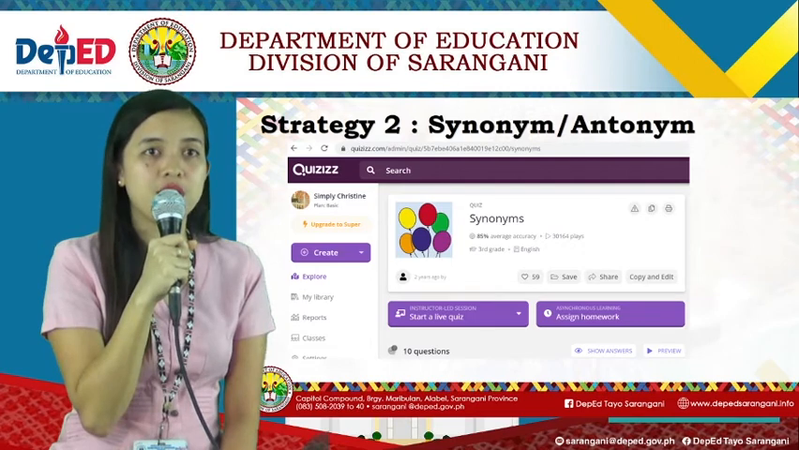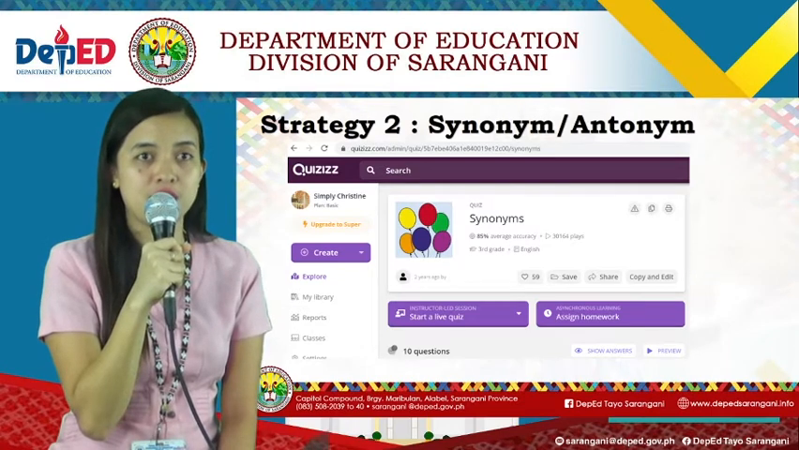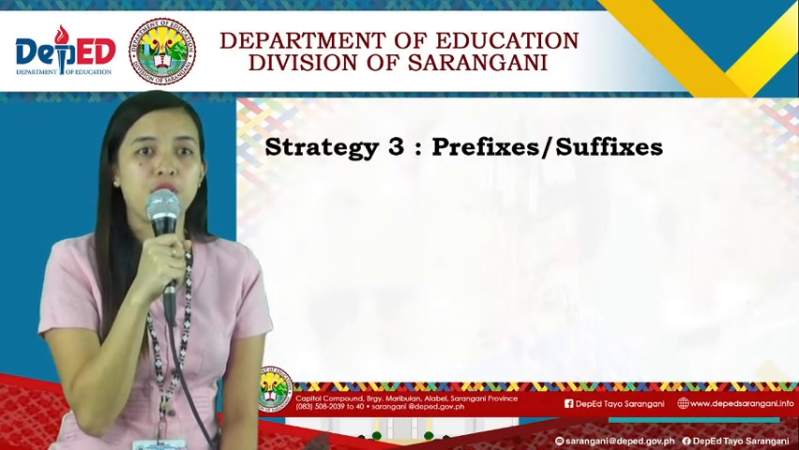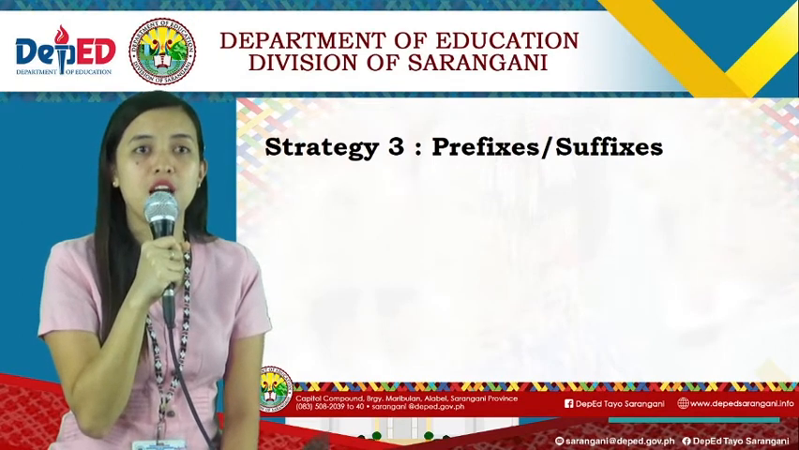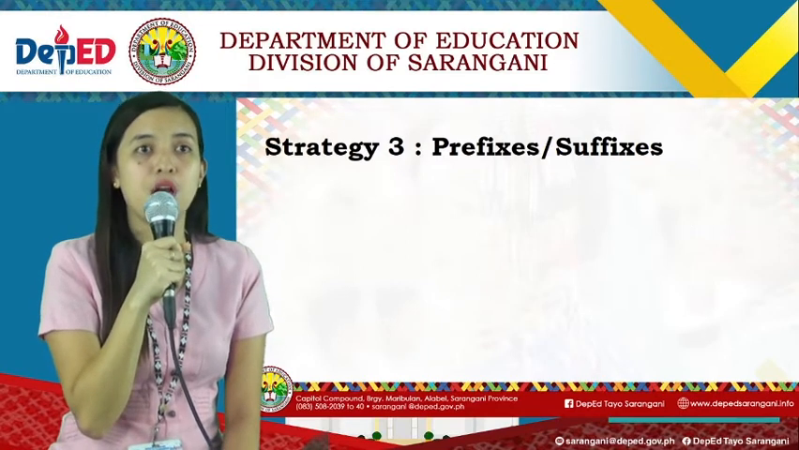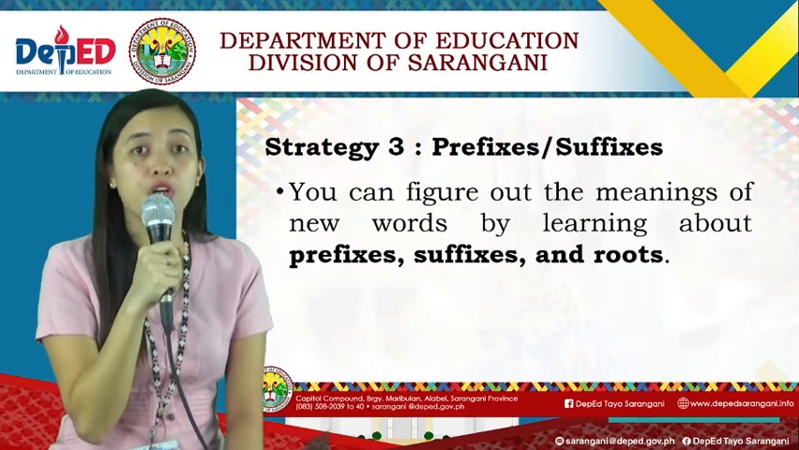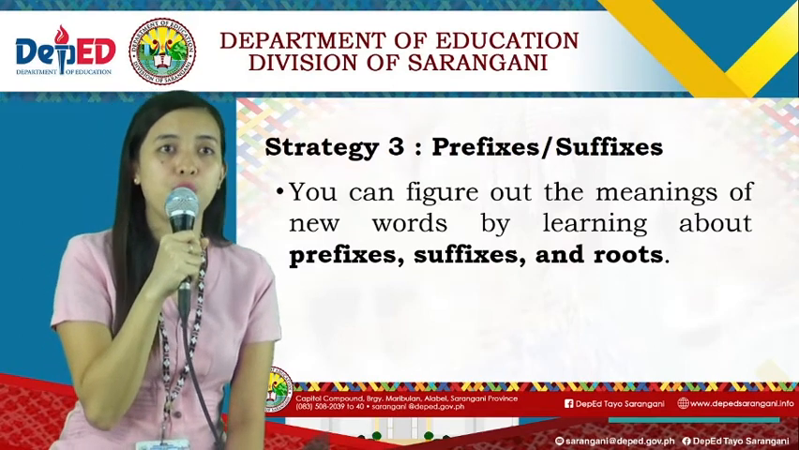Now the third strategy that I will be sharing to you is the use of the prefixes and the suffixes, or the word parts. So prefixes or suffixes or the affixes, these are the words being added before and after a root word, and it makes another word, of course, with another meaning. So you can figure out the meanings of new words by learning about the prefixes, the suffixes, and the roots or the word parts.